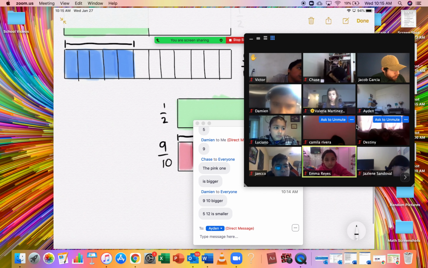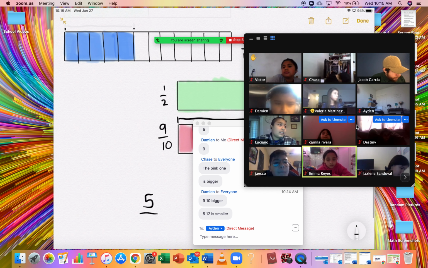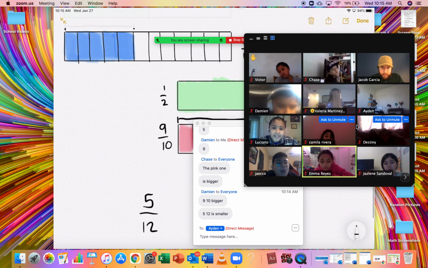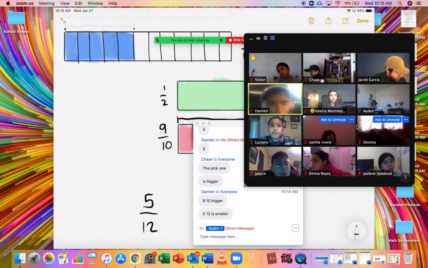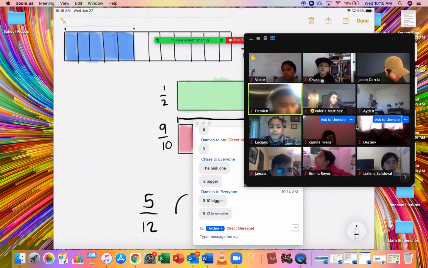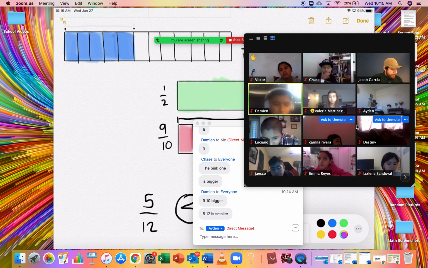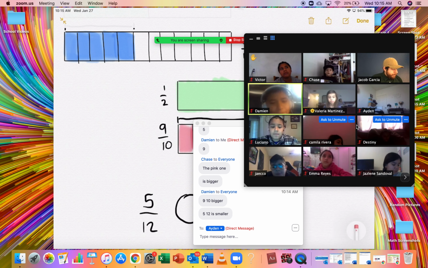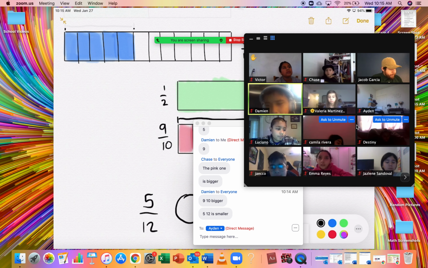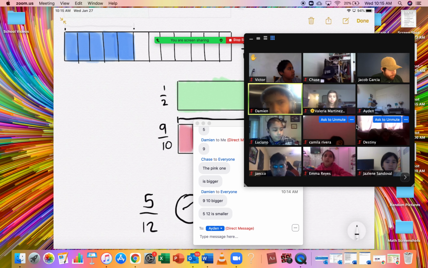So when we compare the two, we know that 9/10 is the bigger fraction. Okay.